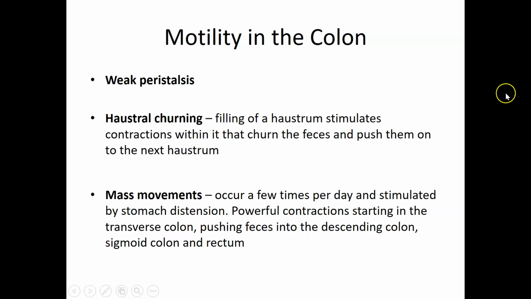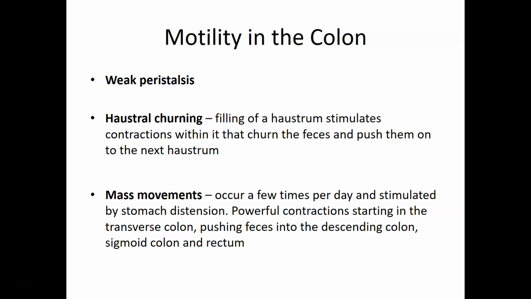How does material move through the colon? There are different ways that it can move. The colon and large intestine in general being a larger diameter tube, peristalsis is not as effective as it is in the small intestine. So there is weak peristalsis, but that's really not the main driver in terms of motility.